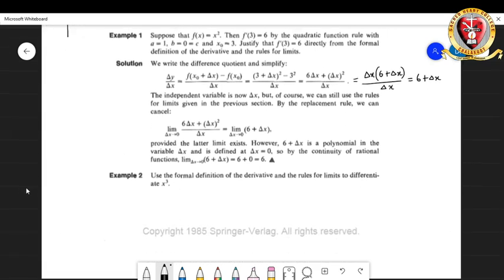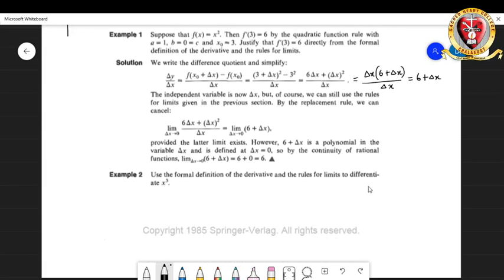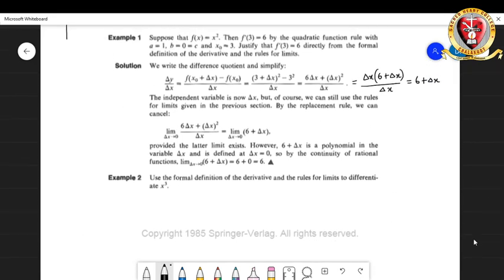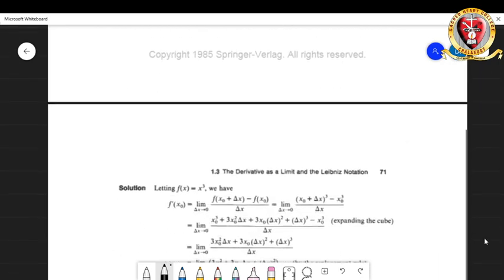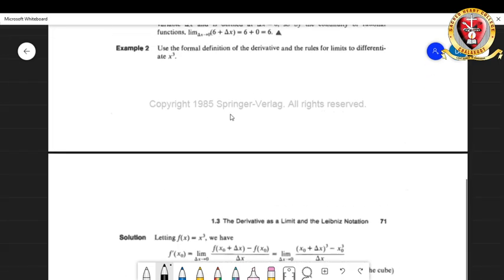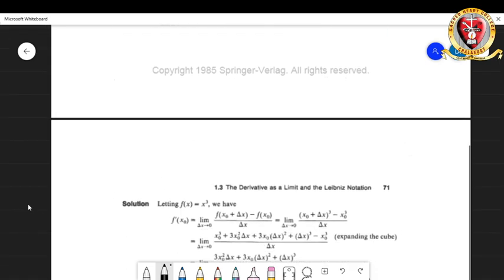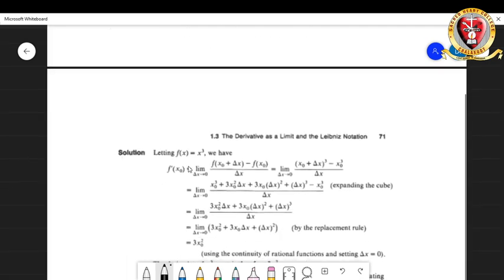Now example 2. Use the formal definition of the derivative and rules for limits to differentiate x cube. Okay, so here you have f of x is equal to x cube. We are not given a particular point, so we assume that that point is x naught. Okay, so we have f dash of x naught is equal to limit delta x tends to 0, f of x naught plus delta x minus f of x naught divided by delta x, that is equal to limit delta x tends to 0, x naught plus delta x the whole cube minus x naught cube divided by delta x.